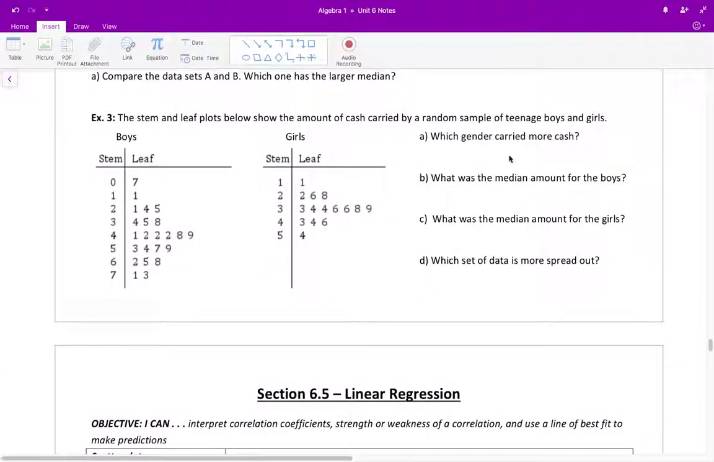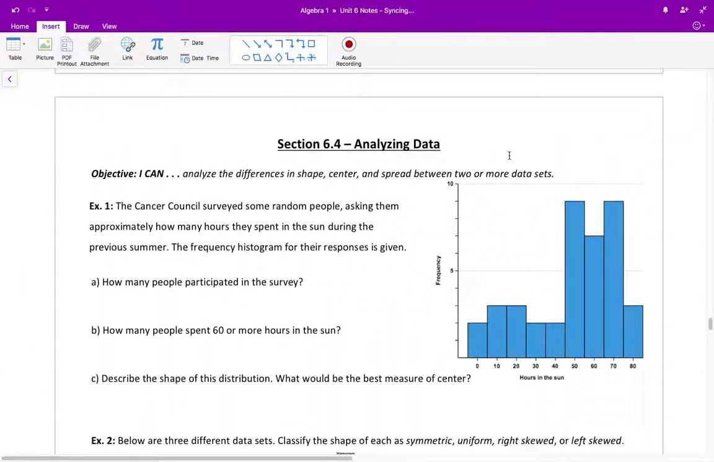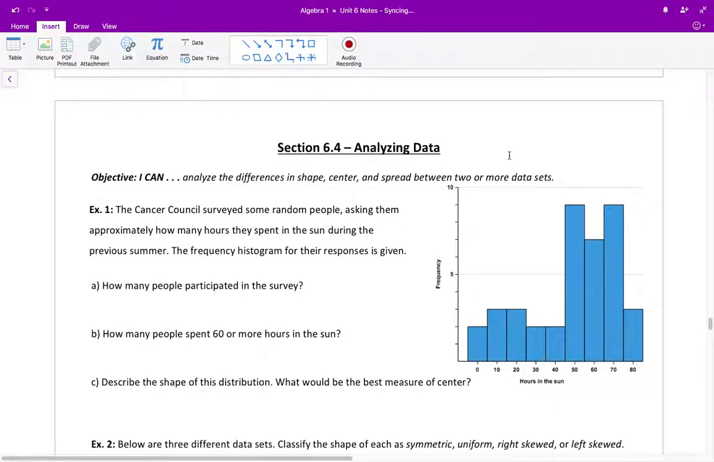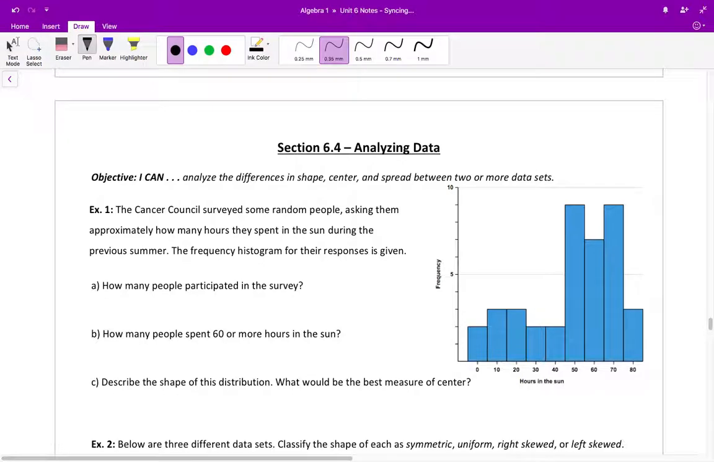All right, guys. So today we are in section 6.4, which is analyzing data. Our objective, our goal by the end of today: I can analyze the differences in shape, center, and spread between two or more data sets. Now, whenever you hear those three words, shape, center, and spread, just as a refresher, that is talking about socks.